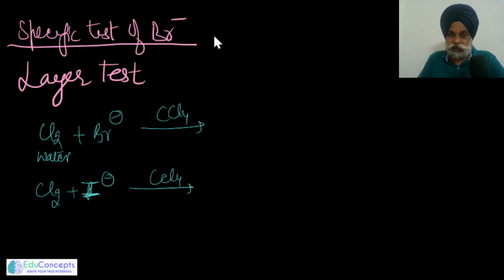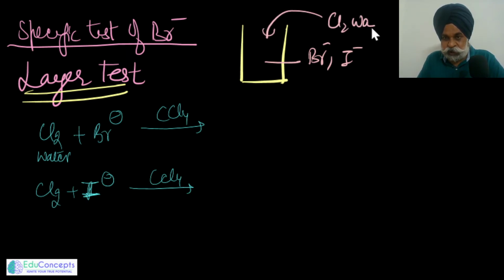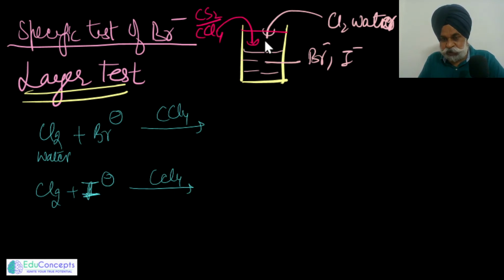Coming to the next part, the specific test of bromide. This is also called the layer test, where a test tube is taken. In this test tube, or in any conical flask or this type of apparatus, if the solution contains bromide and iodide, you add chlorine water into it. Along with it, you add CCl4 or carbon disulfide, a non-polar organic solvent. The non-polar organic solvent is also added along with it.